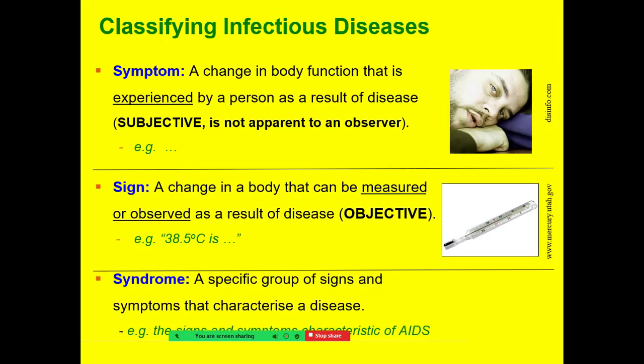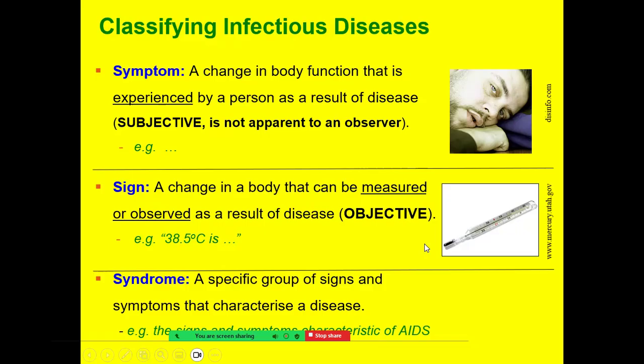Some terms for classifying infectious diseases. A symptom is a change in a body function that is experienced by a person as a result of a disease, but this symptom is subjective, in that it is not observable or measurable by an observer. Like when somebody has a headache, that person is the only one who can know that they have a headache. You cannot measure a headache. Any question about that?